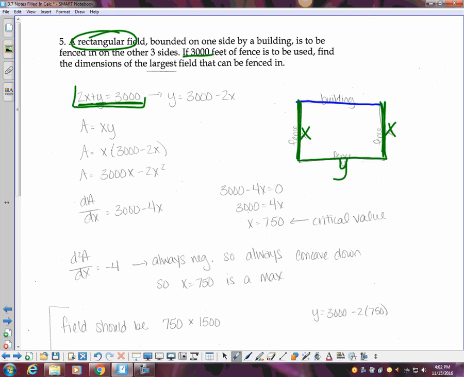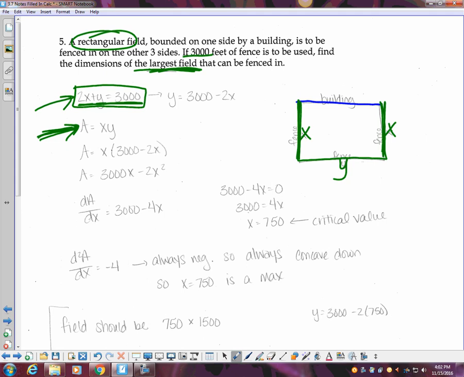Okay, now just hold on to that for just a second. What are we trying to maximize? The dimensions of the largest field that can be fenced in. So I want to maximize the area of the field. Well, area of this field is length times width, which is x times y. So this is the formula I need to take the derivative of, not perimeter, area, because I'm trying to find the dimensions of the largest field.